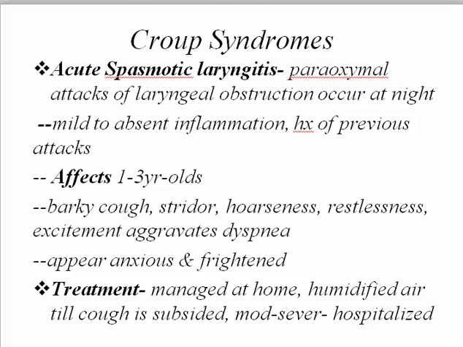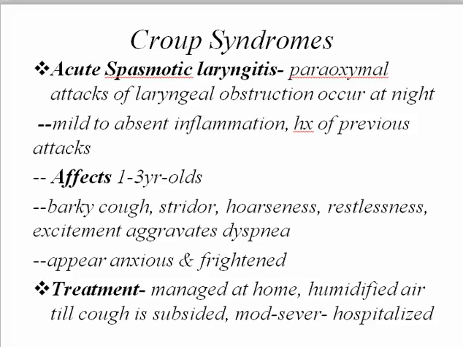All right, so now we're going to talk about acute spasmodic laryngitis. Usually with acute spasmodic laryngitis, there are paroxysmal attacks of laryngeal obstruction that occur at night. There's generally mild to absent inflammation, and usually they might have had a history of previous attacks that lasted 2 to 5 days. This usually affects children between the ages of 1 and 3 years of age.